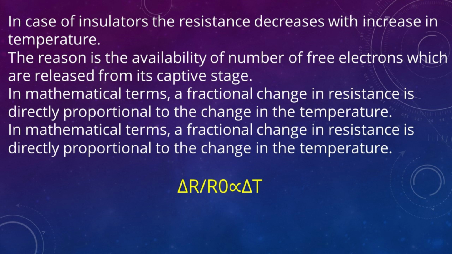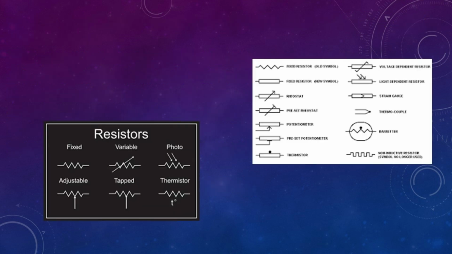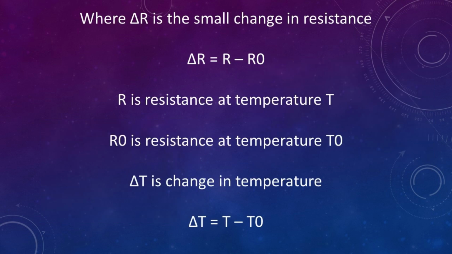In mathematical terms, a fractional change in resistance is directly proportional to the change in the temperature. ΔR/R0 ∝ ΔT, where ΔR is the small change in resistance, ΔR equals R minus R0. R is resistance at temperature T, R0 is resistance at temperature T0, ΔT is change in temperature, ΔT equals T minus T0.